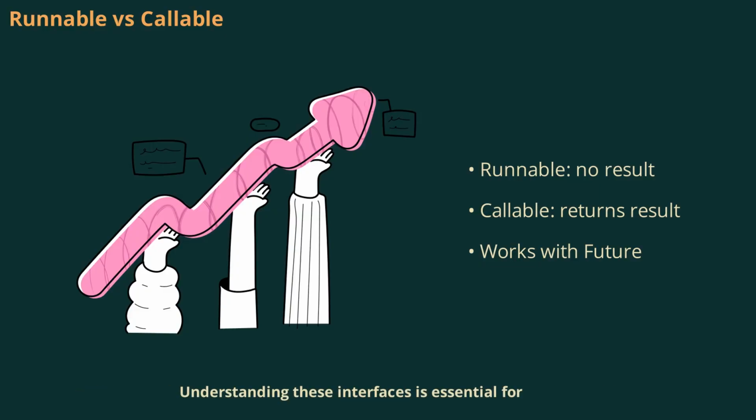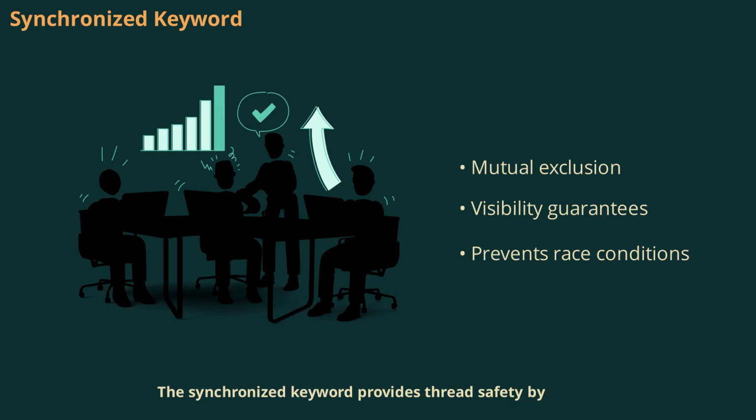Understanding these interfaces is essential for writing effective multi-threaded code in Java. The synchronized keyword provides thread safety by ensuring mutual exclusion and visibility guarantees between threads. Only one thread can execute a synchronized block at a time for a given lock. This mechanism is fundamental for preventing race conditions and ensuring data consistency in concurrent applications.